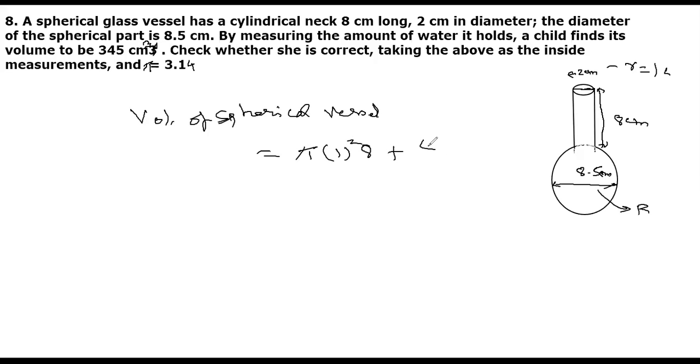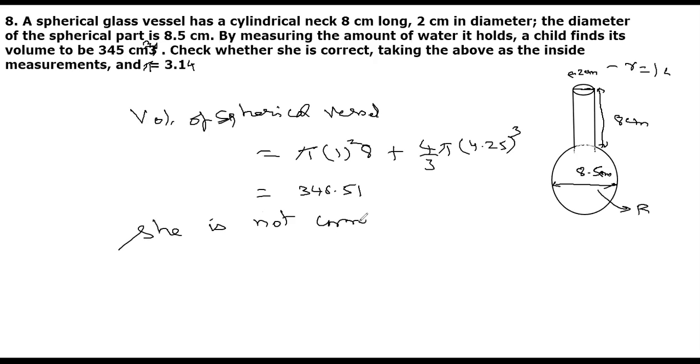4 by 3 for the spherical part, 4 by 3 pi r cube, where R is half of 8.5, which is 4.25, whole cube. So when you solve it, just substitute the value of pi as 3.14. Your answer will be 346.51, which is not matching with 345. So the correct answer is this one. She found the volume to be 345; check whether she is correct. No, she is not correct. She is wrong. Okay, got it.